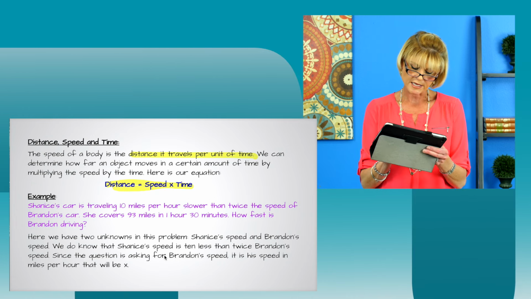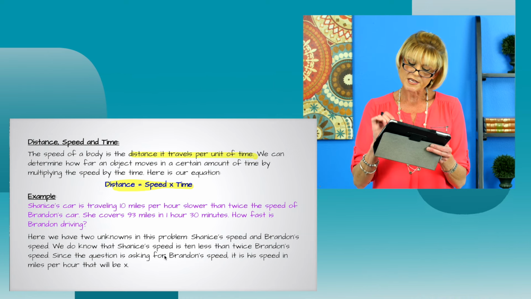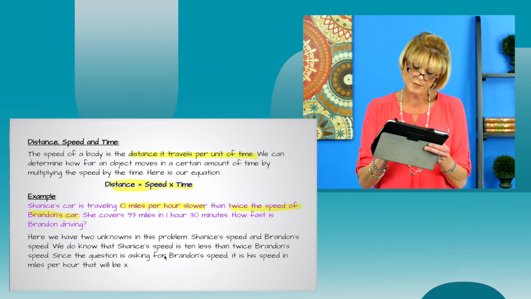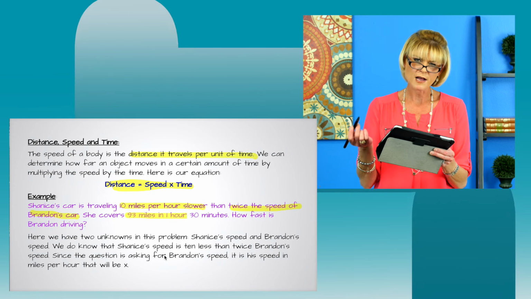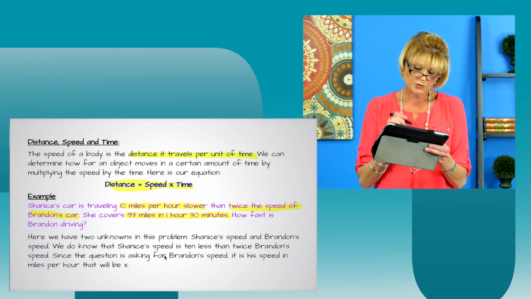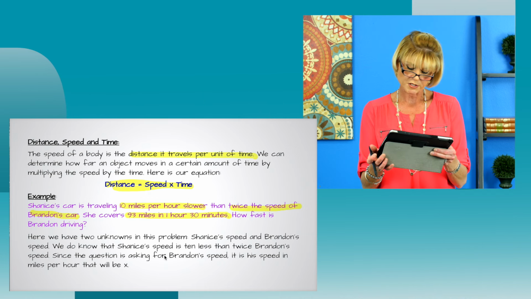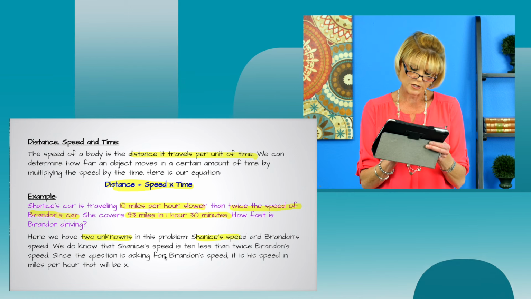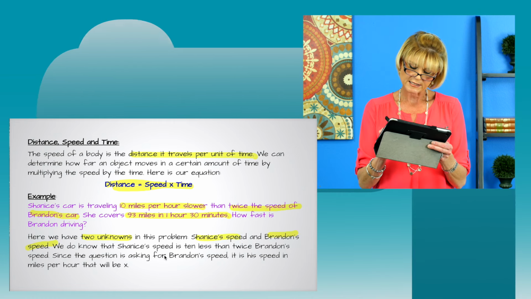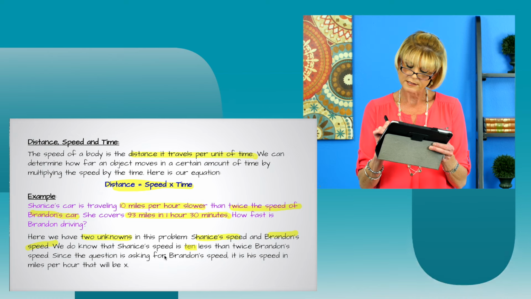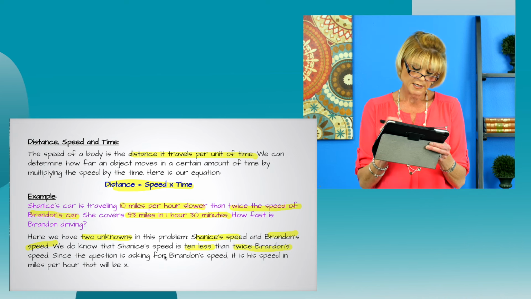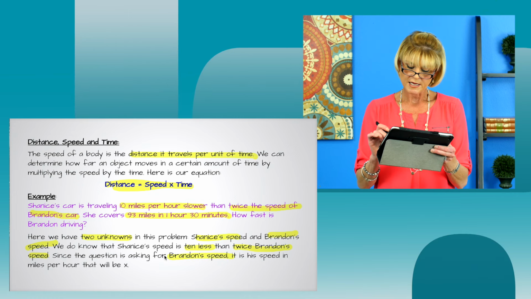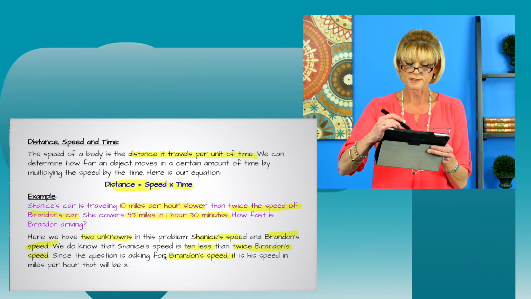Shanice's car is traveling 10 miles per hour slower than twice the speed of Brandon's car. She covers 93 miles in 1 hour and 30 minutes. How fast is Brandon driving? So here we have two unknowns, important to note: Shanice's speed and Brandon's speed. We do know that Shanice's speed is 10 less than twice Brandon's speed. Since the question's asking for Brandon's speed, his speed in miles per hour is going to be our X. That's going to be our variable.